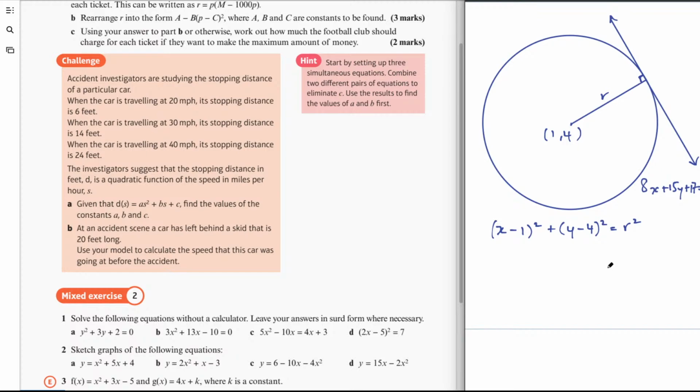And now I'm trying to remember the method here. We could find the gradient. Is that the best way?